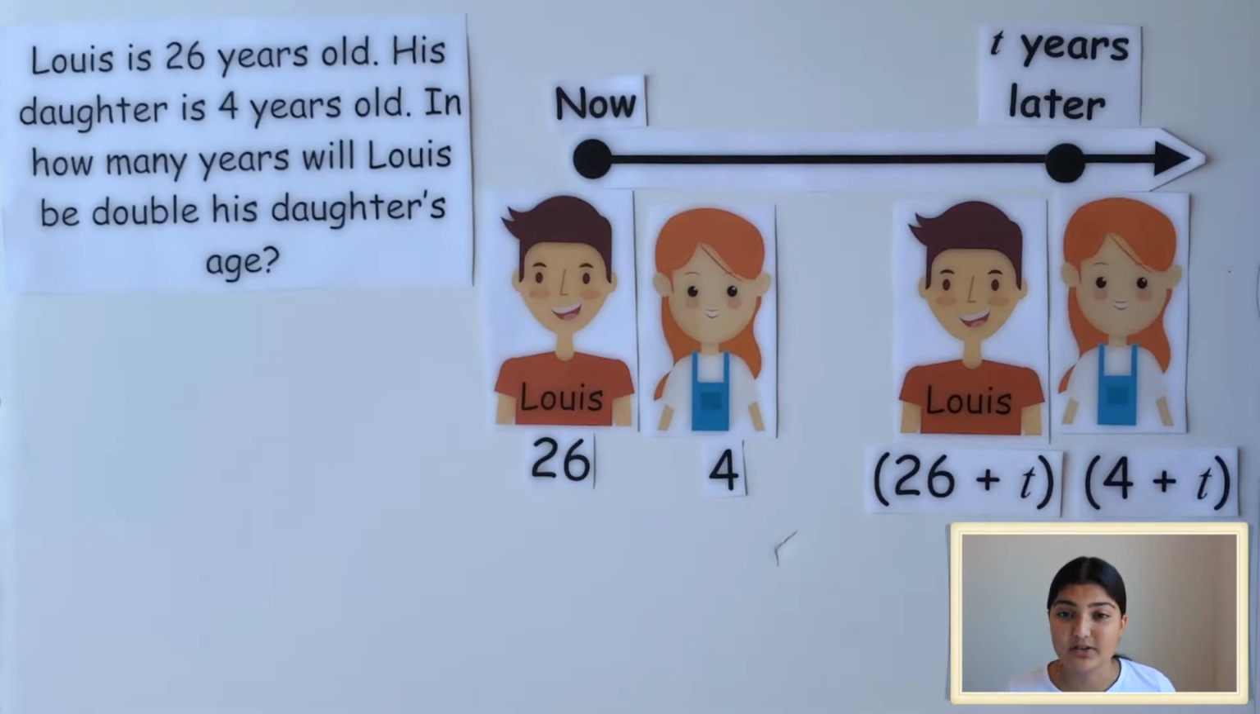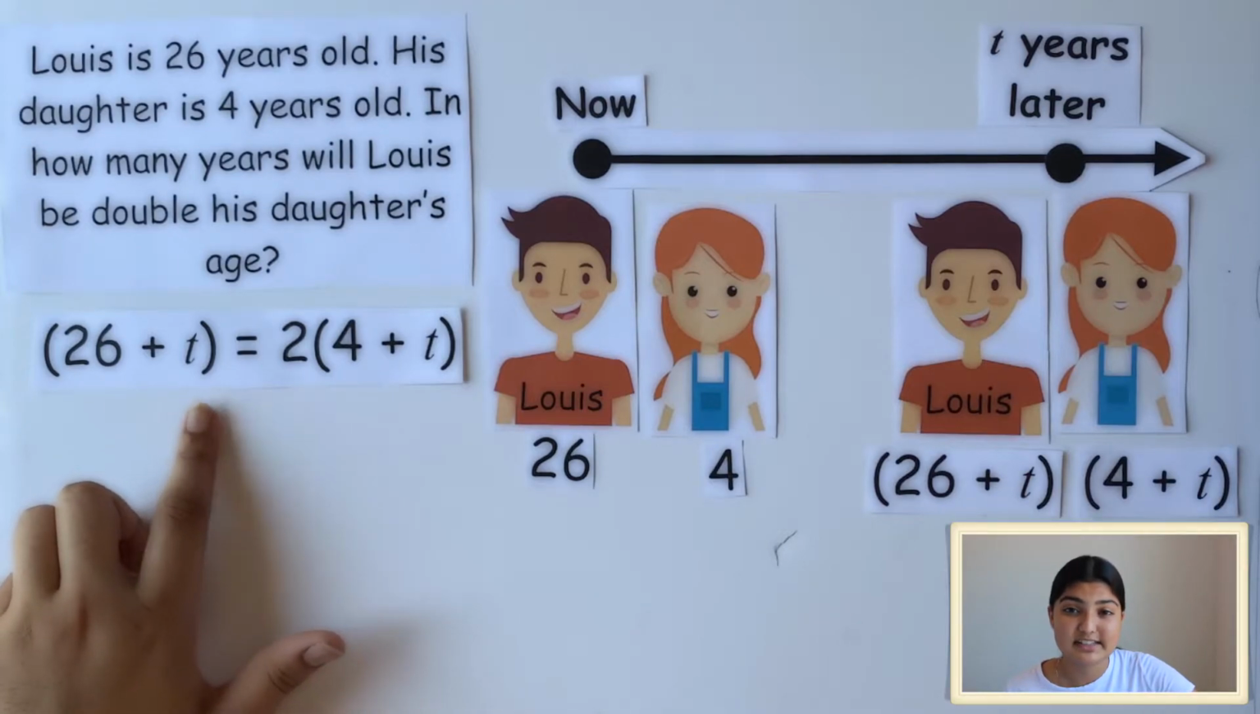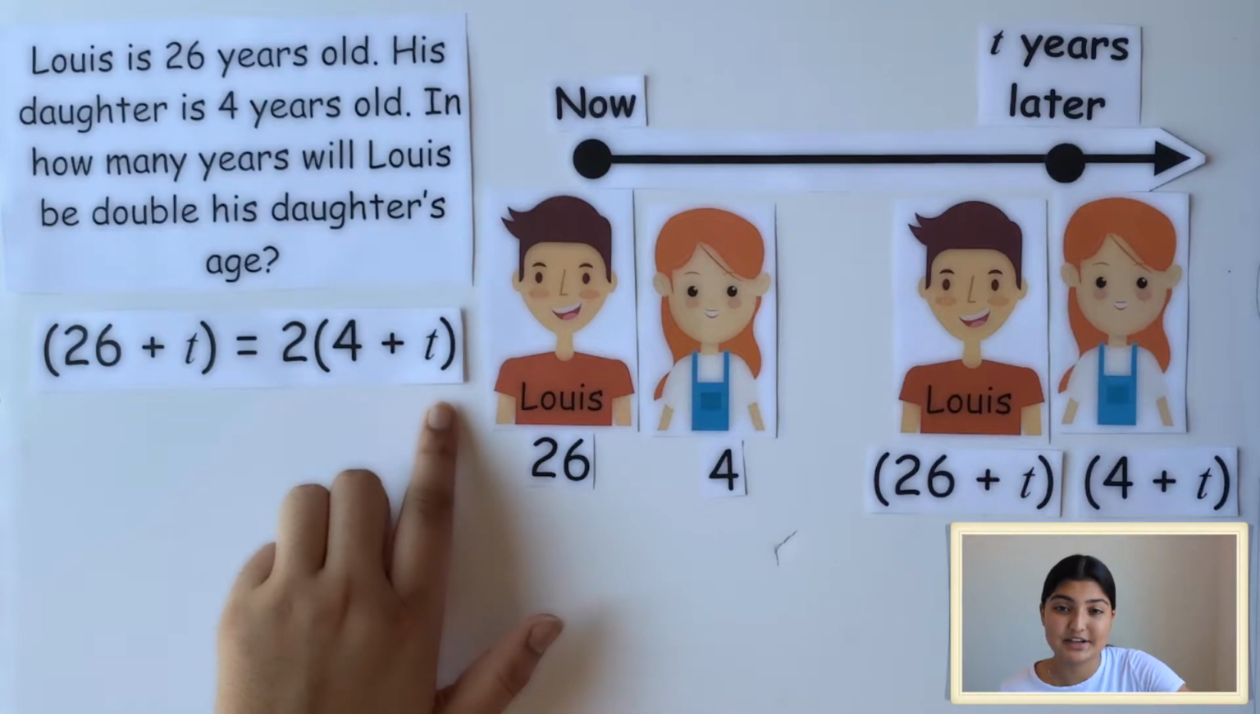Now the problem tells us that after a certain number of years, Louis will be double his daughter's age. And we want to find the value of t. So let's put this into an equation. We can set up our equation like this, where Louis's age t years later is 2 times his daughter's age t years later.